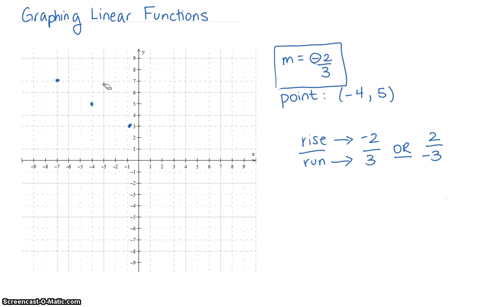And from this we can then continue the pattern. It doesn't matter which point we start or end from, we can either go up 2 and over to the left 3, or we can go down 2 and to the right 3, and we'd get our full line. Now if they asked us for any other point on the line, this is the point that we're given, -4 and 5, we can then say that -1 and 3 is also a point. We can also now say that -7 and 7 is also a point. And again, we can continue the pattern on and find other points as well.